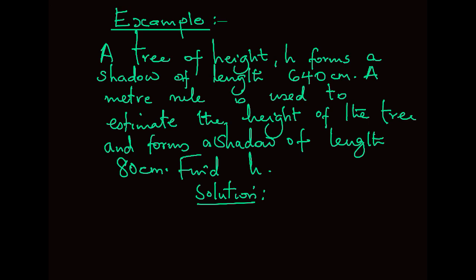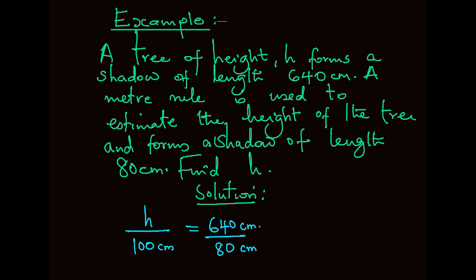We have said that the height of the tree, H, divided by the height of the rod, in this case the meter rule, which is 100 centimeters long, should be equal to the length of the shadow of the tree, which is 640, divided by the shadow of the meter rule, which is 80. This is in centimeters.